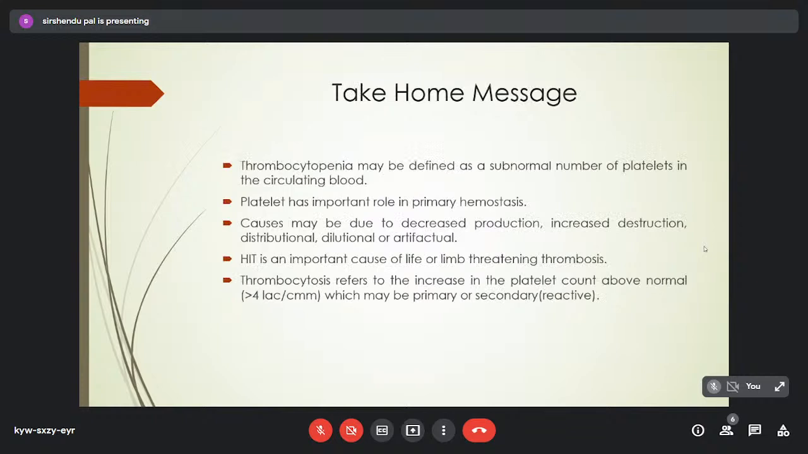Now coming to the take-home message, thrombocytopenia may be defined as a subnormal number of platelets in the circulating blood. Platelet has important role in the primary hemostatic mechanism. The causes of thrombocytopenia may be due to decreased production, increased destruction of platelets, distributional, dilutional, or artifactual. HIT is an important cause of life or limb-threatening thrombosis. Thrombocytosis refers to the increase in the platelet count above normal, that is 4 lakh per cubic millimeter, and this may be primary or secondary, that is reactive.